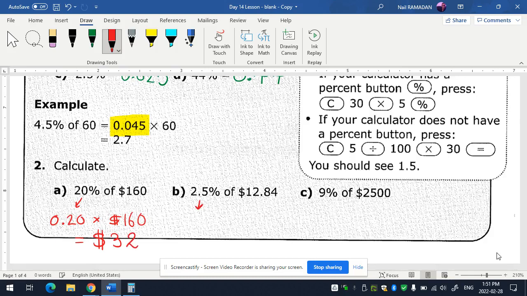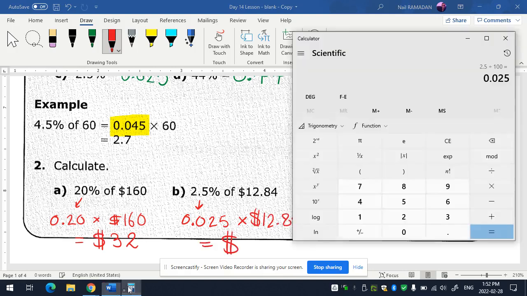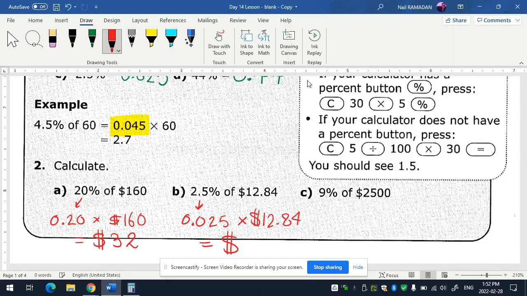How about this one? Well, this one is 0.025 times $12.80, sorry, yeah, 84 cents. Well, how much is that in money? Let's see. 0.321. So you can actually stop after two. So really 0.32. So 0.32 of a dollar, or really how much? 32 cents.